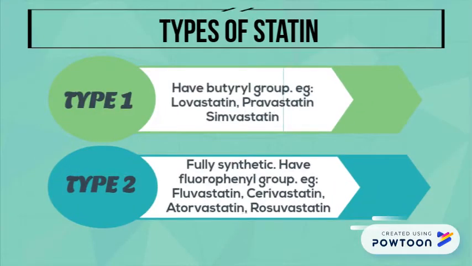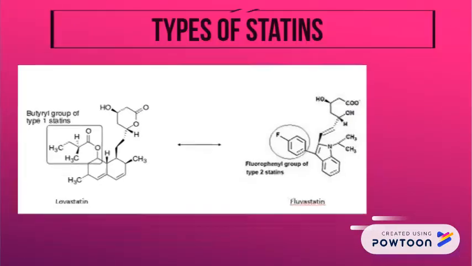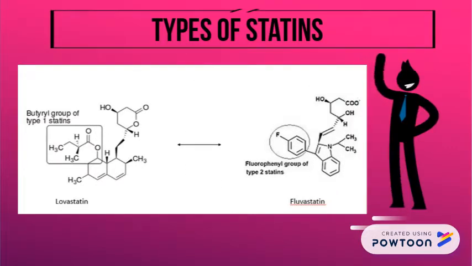Types of statin. Type 1 statins have butyric groups such as lovastatin, pravastatin, and simvastatin, while type 2 statins are fully synthetic and have fluorophenols group such as fluvastatin and atorvastatin. For example, the difference in structure in different types of statins.